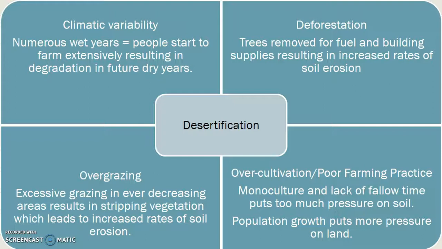Overcultivation, poor farming practices generally. Again, we're talking about monoculture, so planting the same thing in huge areas. That puts a lot of stress on the soil, and it makes the soil waste away. If you don't allow something that's referred to as fallow time, and that's giving the soil a chance to recover, again, it puts a lot of pressure on that soil. And again, global population figures are rising. Because the global population is going up, that puts more pressure on getting more out of the land.